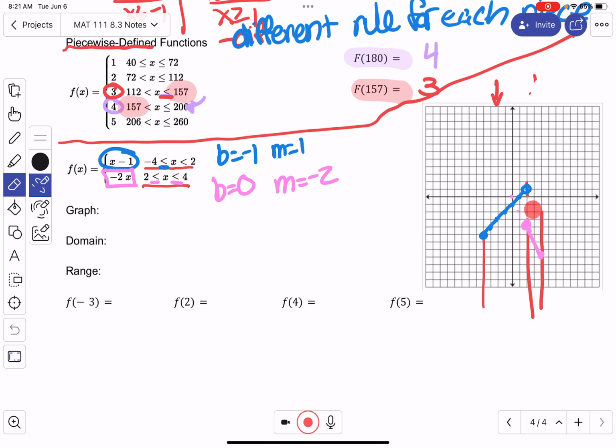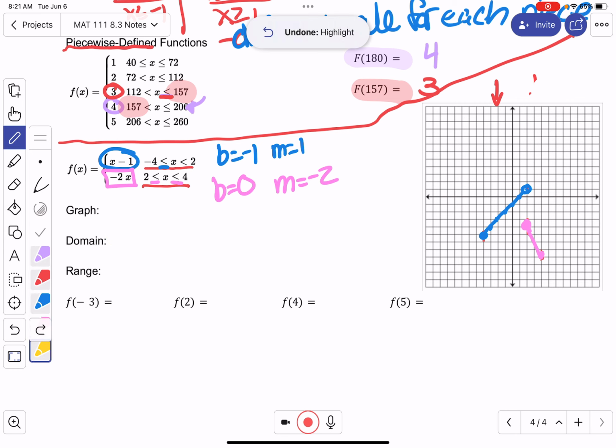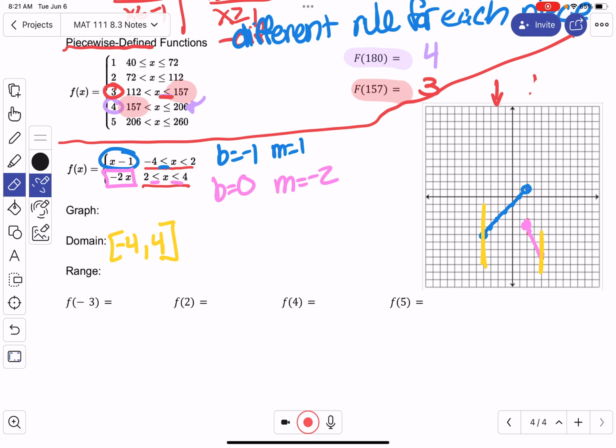represent our graph. Now you don't have to draw those borders if you don't want to. That's completely up to you. You can use them there if they help, but this is the actual graph. Now, looking at the graph, remember the domain is our x values. So our lowest x is -4, and it's a closed circle. And then our highest x is +4. So our domain in interval notation would be -4 to 4.